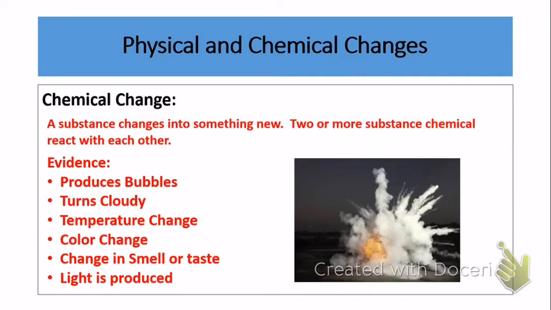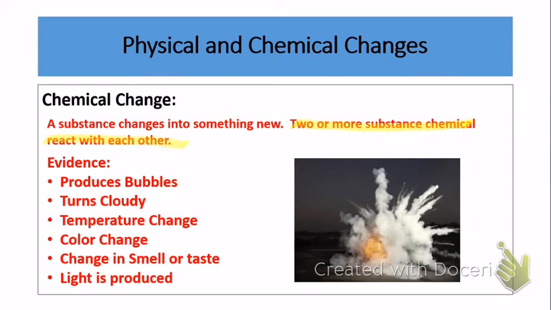All right. Chemical changes, on the other hand, are when we create something brand new. We start out with some kind of compound or element, and in the process of its change, it actually forms a brand new substance. This is known as a chemical reaction, where two or more substances chemically react with one another. It is also known simply as a chemical change.